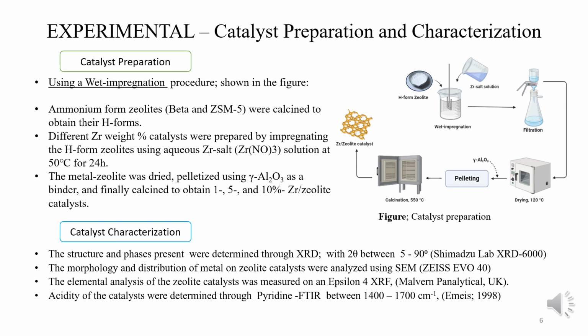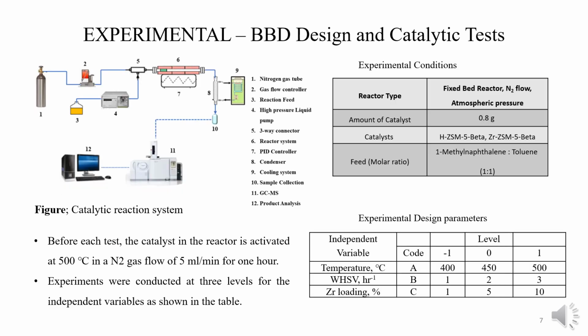We employ several characterization techniques such as XRD for the structure and phases present, SEM to examine the morphology and metal distribution, XRF for elemental analysis, and pyridine FTIR to assess the acidity of the catalysts. The experimental setup, as depicted in the figure, comprised a fixed bed reactor, a feed mixture consisting of 1-methyl naphthalene and toluene in a 1:1 ratio, the use of nitrogen as an inert carrier gas, and a dedicated section for product collection and GCMS analysis.